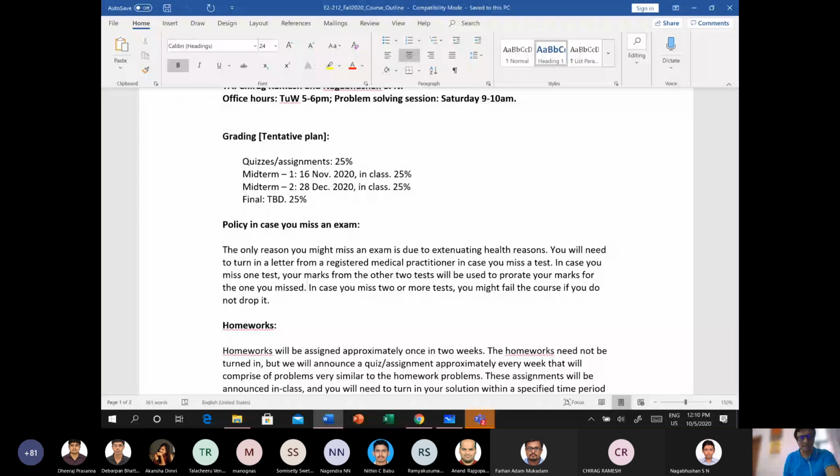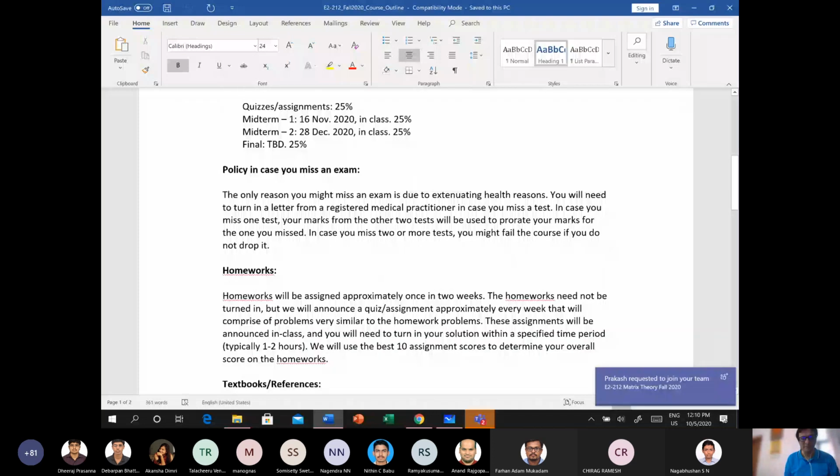Homeworks are assigned roughly once in 2 weeks. These homeworks will not be graded and you don't need to turn them in, but we will have a quiz or assignment approximately once every week, which will have one or two problems which are very similar to the homework problems. These will be announced in class and you'll have to turn in your solution within 1 or 2 hours after the class. And then there will be a series of assignments. We'll choose the best 10 scores to determine your score on these homeworks.